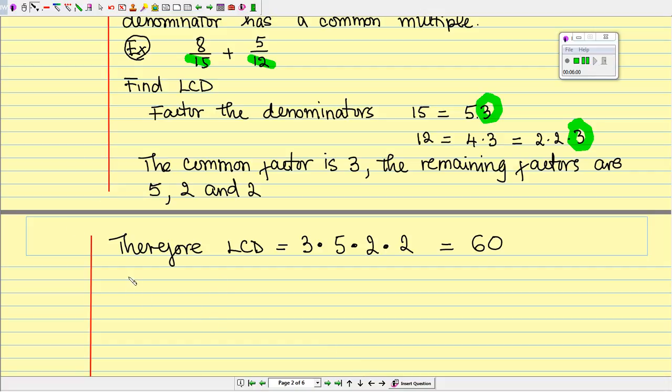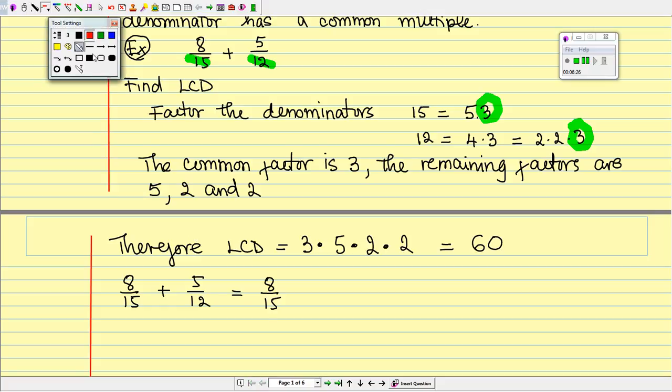Next step, we are going to go back to our fractions, 8 over 15 and 5 over 12. We are going to rewrite the fractions with the denominator of 60. So 8 over 15. For 15 we have to multiply by 4 to get 60. So I'm going to do the same thing, multiply 4 to the numerator. So 8 times 4.